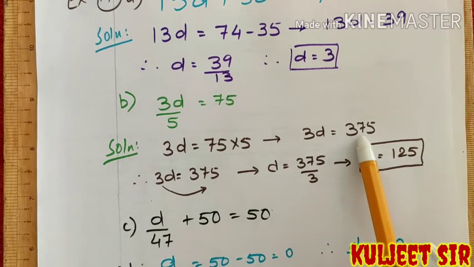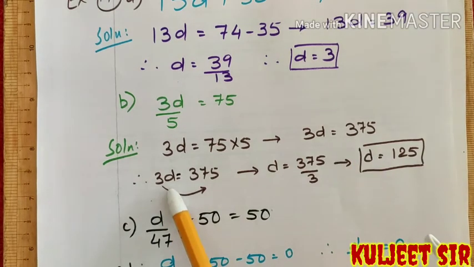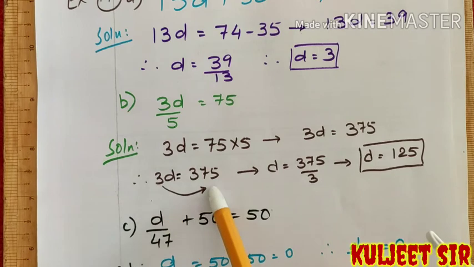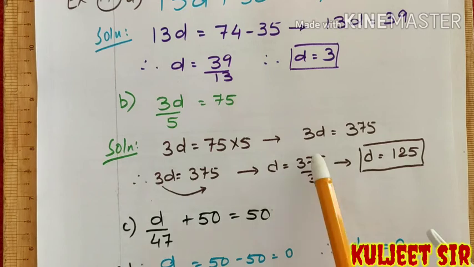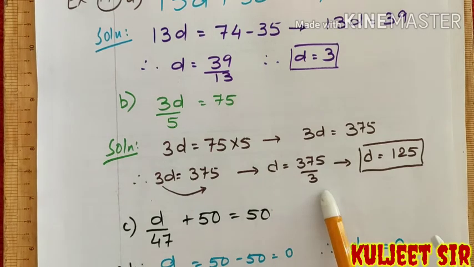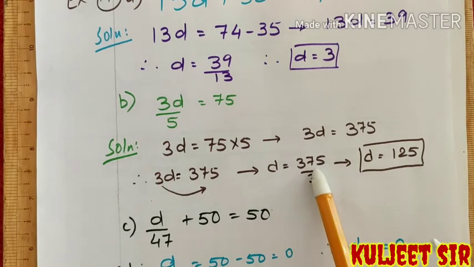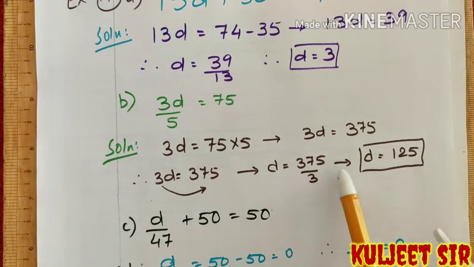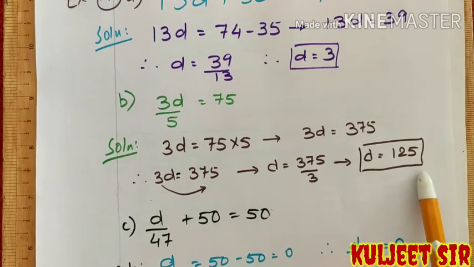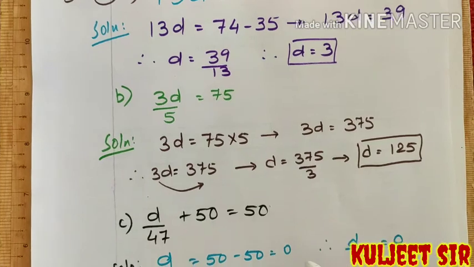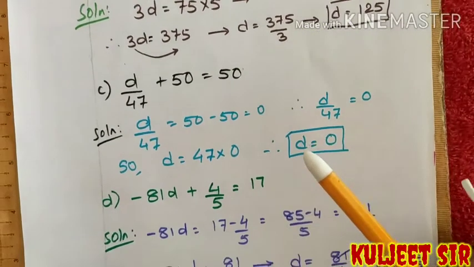But we are yet not done with the answer. Now we need to find the value of D. So what will we again do? D will keep constant over here and 3 will go below 375. As you can see in the next step, D is equal to 375 upon 3. And then you divide. 3 ones are 3, and 125 times is your answer. So D is equal to 125 as your answer for sum number 2 in 17th B. Let us move to sum number C.